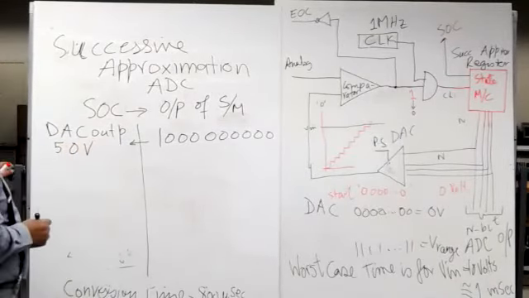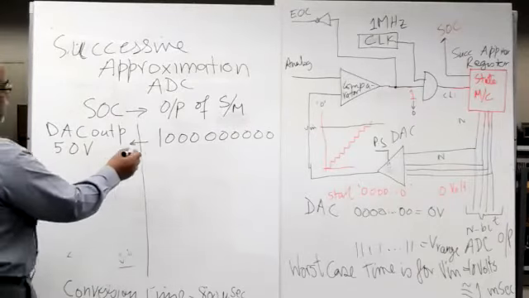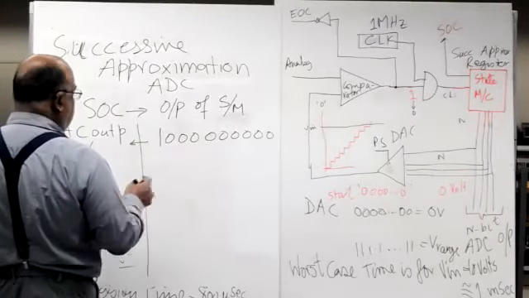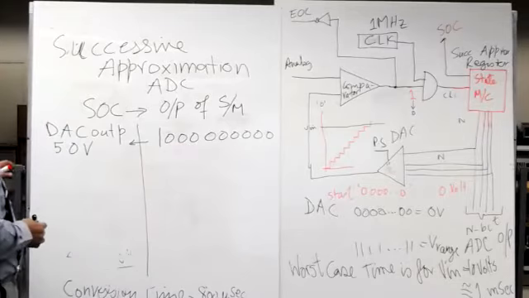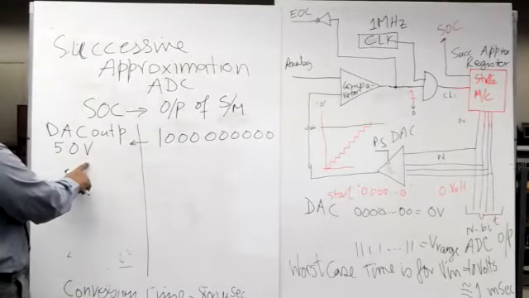So 5 volt, because this has a weightage of 5 volt. Say we are searching for 8 volt. Is this voltage less than 8 volt?